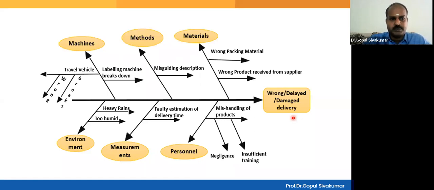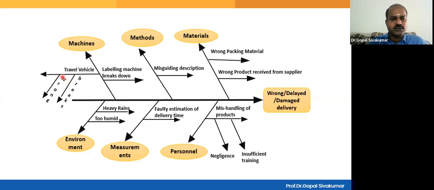And in order to fix this problem, the company has conducted a cause and effect analysis. And see here, the main bone with the head represents the problem, and the sub bones represent 6 different categories: machine, method, material, men or personnel, measurement, and environment. Now, all the possible reasons. The vehicle you used can be a reason for the wrong delivery, delayed delivery, or damaged delivery. Any one of them can be related to any one.